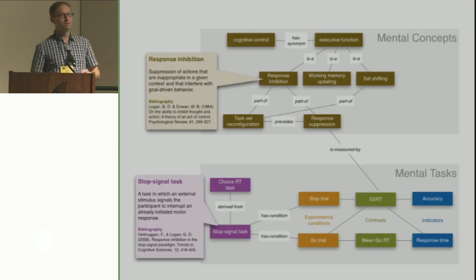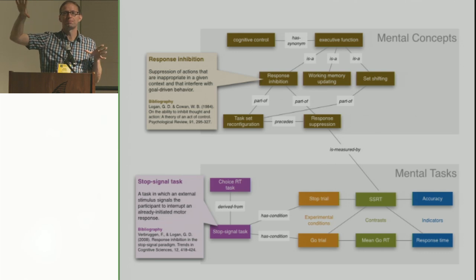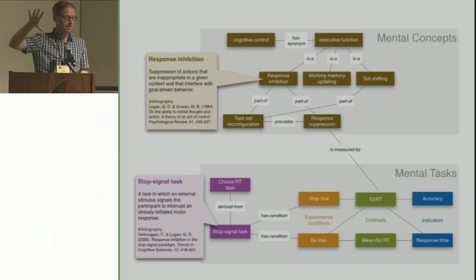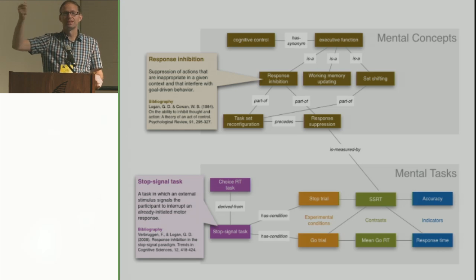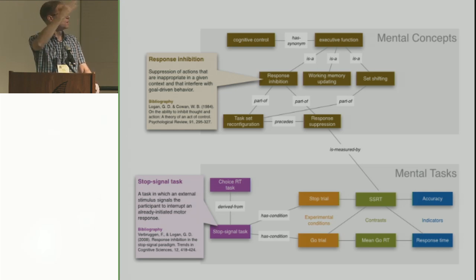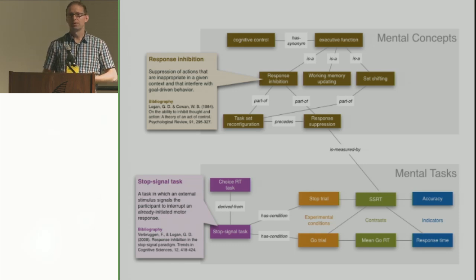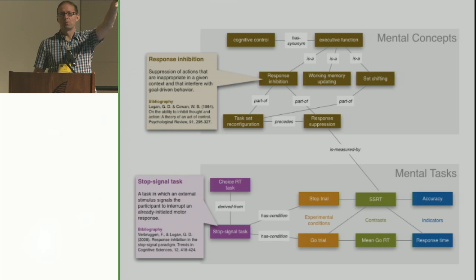Next slide. So the fundamental distinction in the Cognitive Atlas is between what we call mental concepts and mental tasks. Mental concepts are things that we think the mind does, things that exist in the mind, things like response suppression or task set reconfiguration or executive function, right? Those are things that are in the head. We as psychologists have tasks that we give people to do, to test those things. So we characterize those separately.